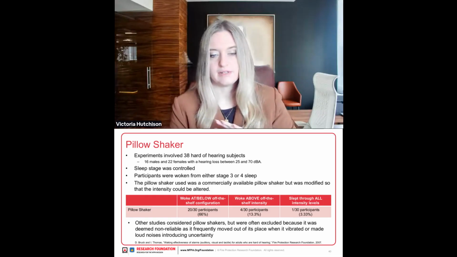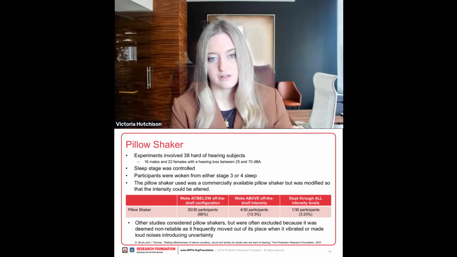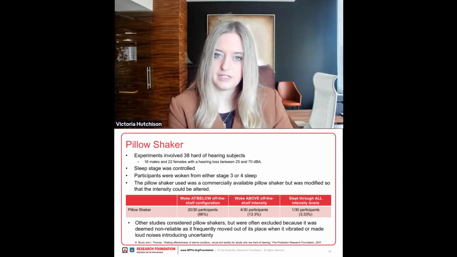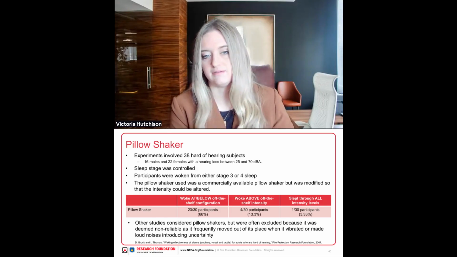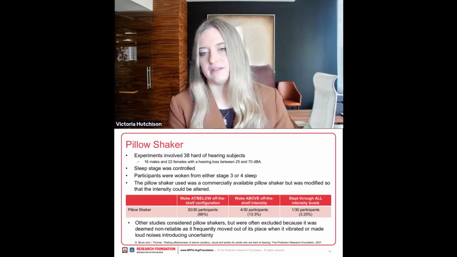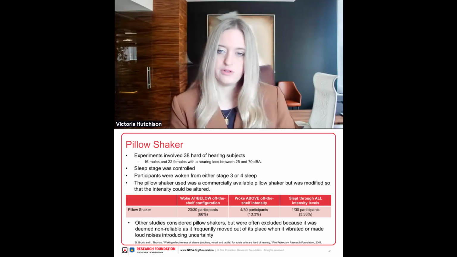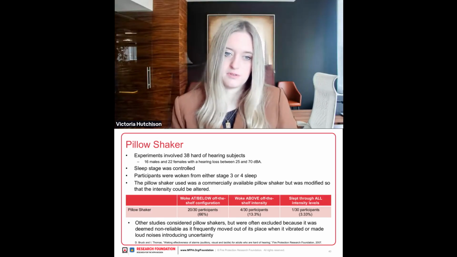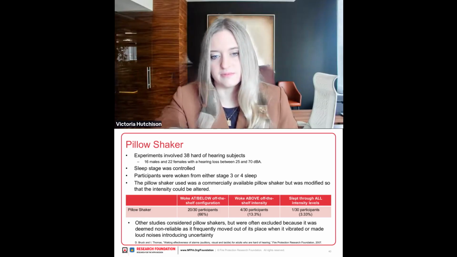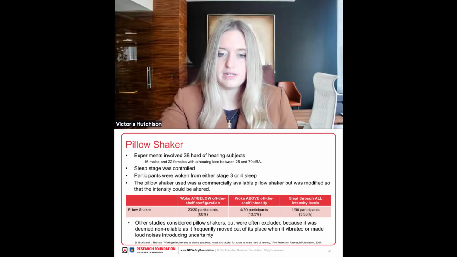But here, at the commercial off-the-shelf configuration, about 66% of those participants did wake to that technology. When the intensity was increased a bit, 4 additional participants woke to it, but only 1 participant slept through all intensity levels for the pillow shaker. But keep in mind that there are some limitations to the studies with them, just due to the movement of the device in the trials.